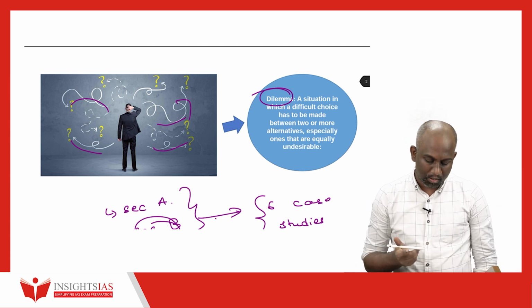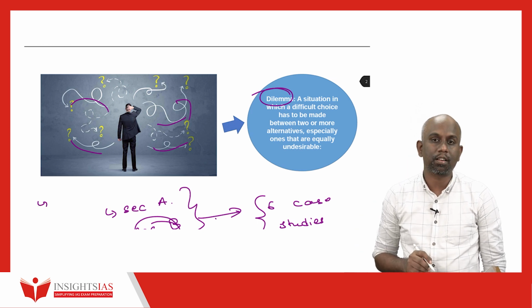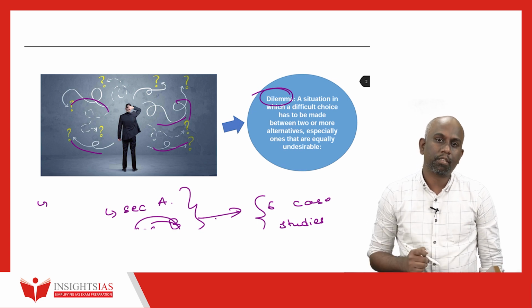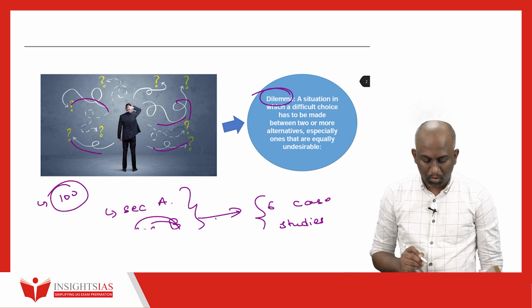The reason why I'm telling you this is if you look at the number of marks that people are scoring in ethics, the highest marks are constantly reducing. In the recent mains, many of the people struggled to score 100 also.